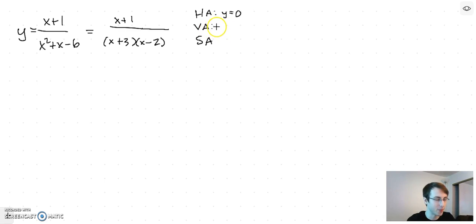Vertical asymptotes, that's where the denominator is 0. So we've got them at x equals negative 3 and at x equals 2. There we have it. Slant asymptotes only happen when the degree of the numerator is 1 more than the degree of the denominator. In this case, we don't have any slant asymptotes because the denominator's degree is bigger.